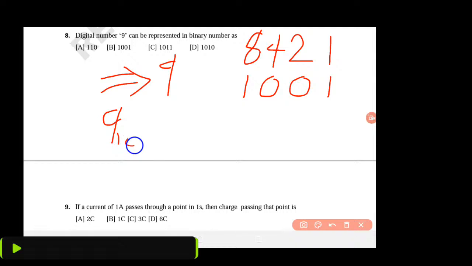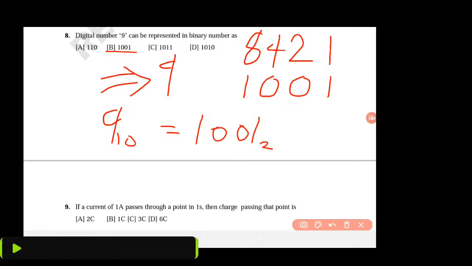9 in base 10 equals 1001 in base 2. So like I said, you can use this method to get any number from 1 to 15. If your number is beyond 15, just extend your code to 168421. And if your number is beyond what this can handle, extend it to 32 168421. That's just the shortcut we use in quickly getting that, and that makes the option for question number 8 to be B.